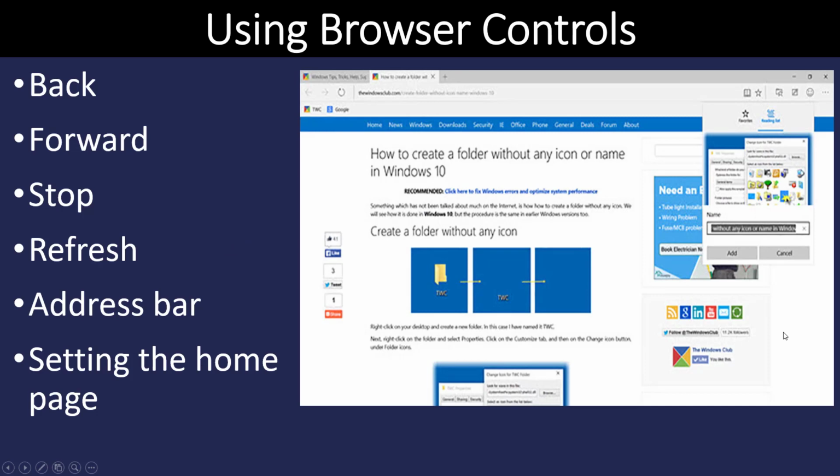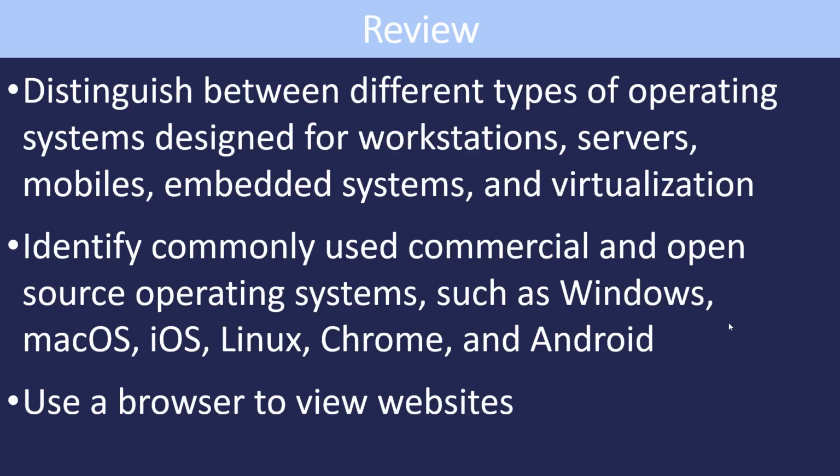A quick review of what we've covered so far is we looked at the different types of operating systems, both for workstations, server, mobile devices, embedded systems. We talked briefly about virtualization, and we looked at the difference between commercial and open source operating systems, and we finished up by reviewing some basic browser use.